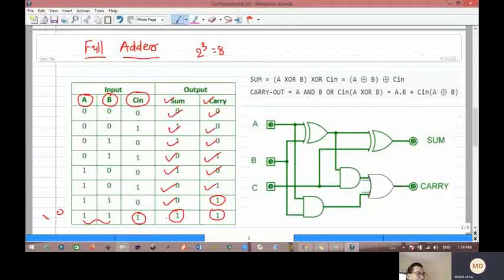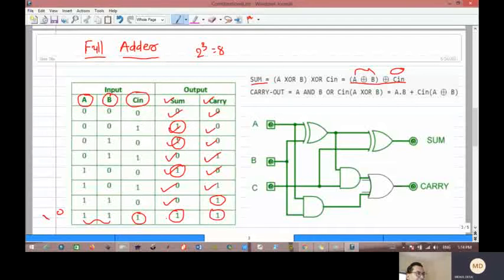Now depending on the sum value, we have to write the Boolean expression where we get the 1. So this one, this one, this one, and this one. And we simplify this Boolean expression for the sum. So we get the answer. The Boolean expression is nothing but A XOR B XOR Cin. So for the sum we have to do the XORing operation between first A and B. Then whatever answer we get, we have to do XORing with the Cin.